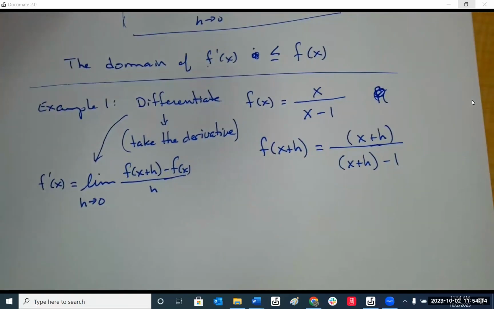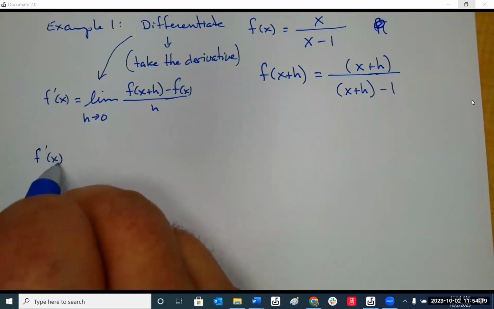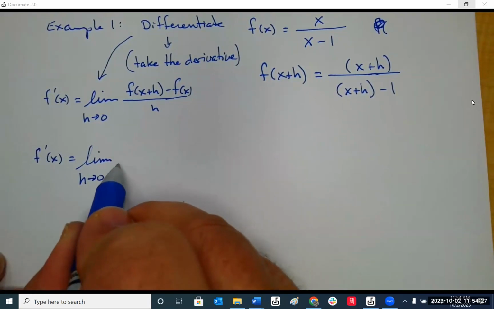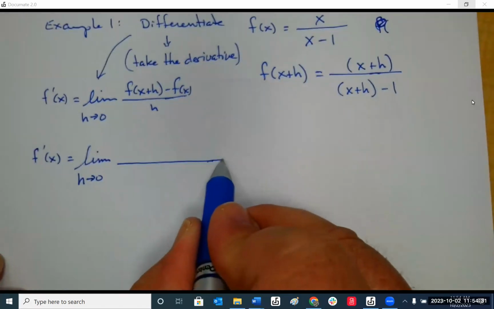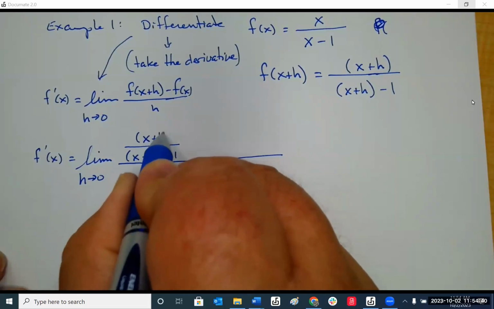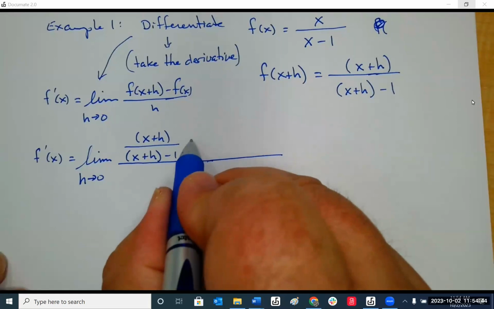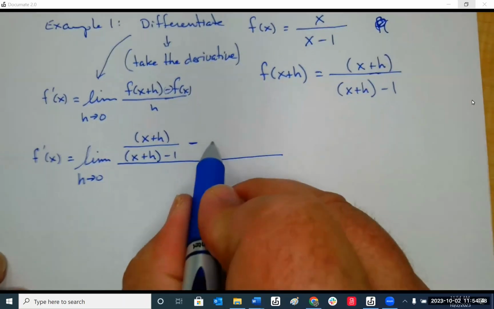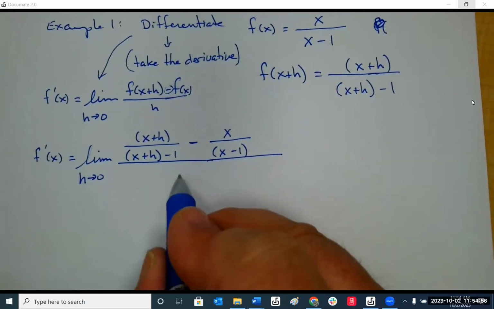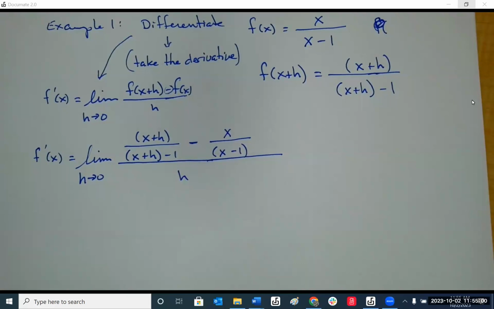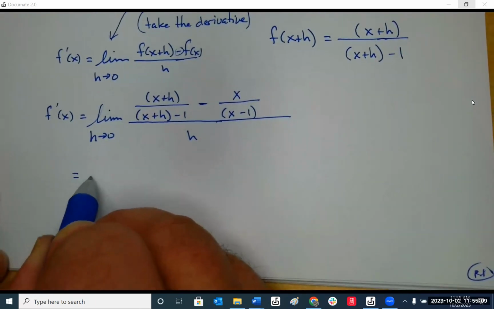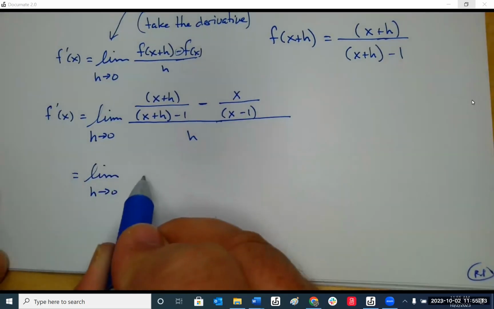So to find our derivative, take the limit as h approaches 0 of our first function, which is f of x plus h, or x plus h divided by x plus h minus 1, minus our original function, which is x over x minus 1, all over h. We have to get a common denominator.